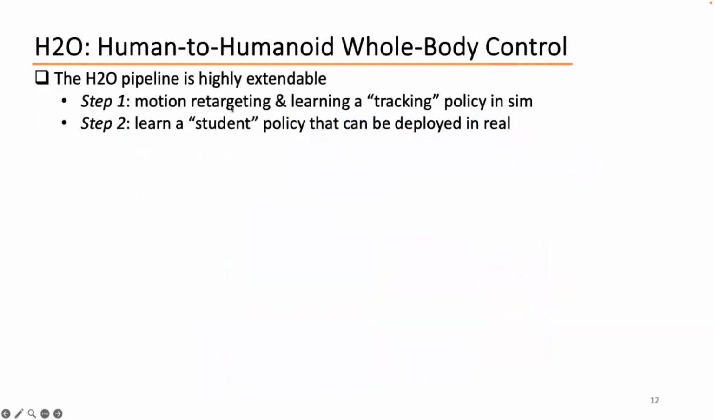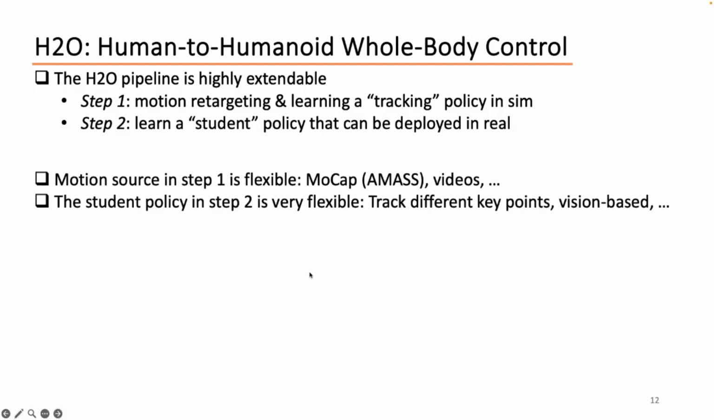Okay, I want to mention that the H2O pipeline is very extendable. I think the main contribution of H2O is not the result, it's the framework. We define 2 critical steps for learning humanoid motions from human motions. Step number 1 is we need to do motion retargeting and learn a tracking policy in the simulator to track all these human motions. And step 2 is we need to learn a student policy that can be deployed in the real world. Either step 1 or step 2 is very flexible and can be extended.